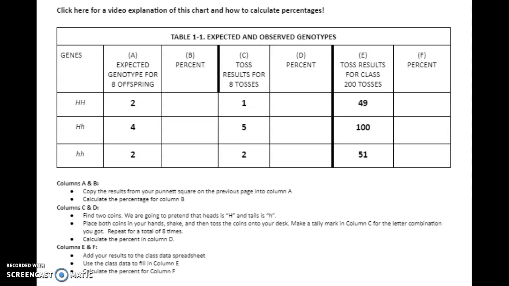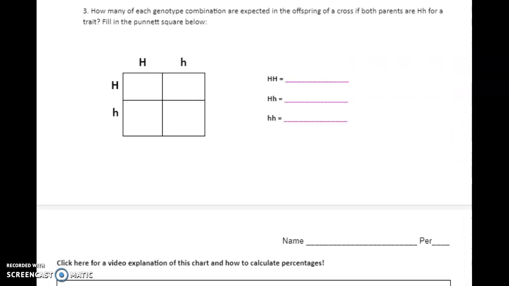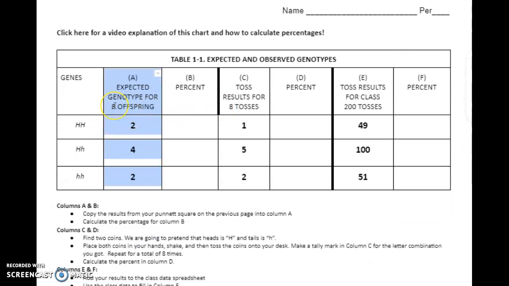All right, so in this chart, you'll notice you already have some numbers. Our numbers in this first column are what we would expect from the Punnett square, and the Punnett square is what we did up here. So we would expect 1 to be big H, 1 to be little h, and 2 to be big H, little h. So 1 out of 4, well, if I have 1 out of 4, that means out of 8, I'm going to have 2. Okay? And if I have 2 out of 4, that means out of 8, I'm going to have 4. So I just transferred those numbers here.